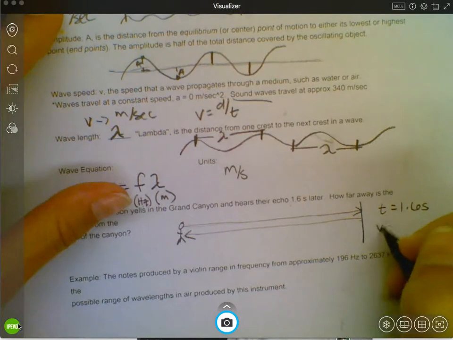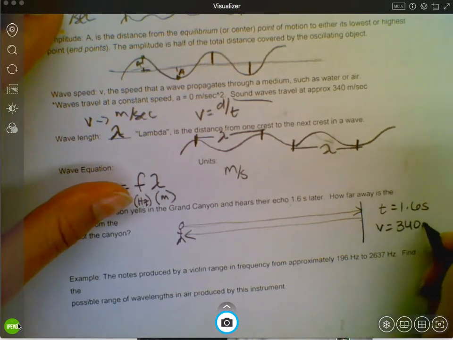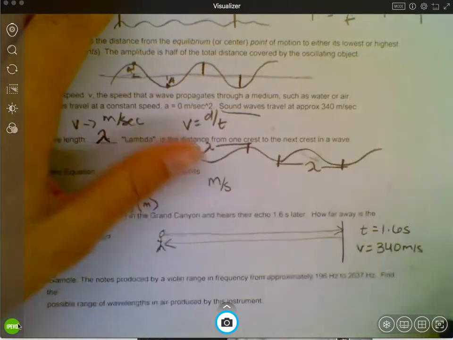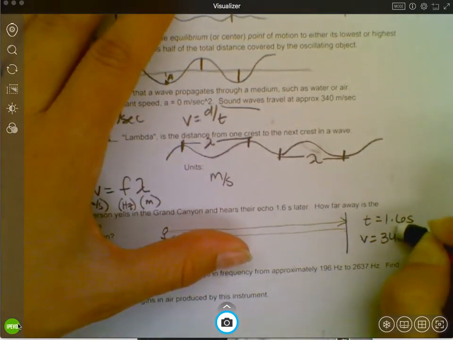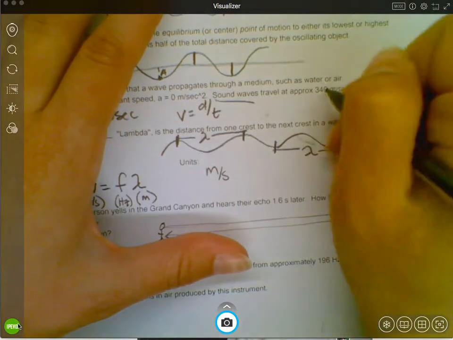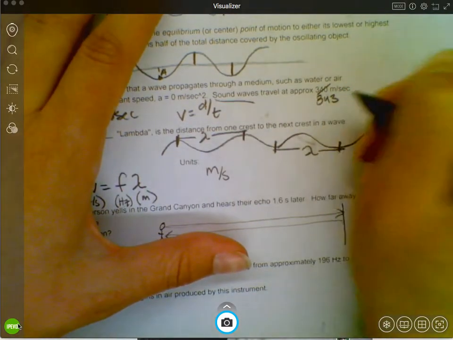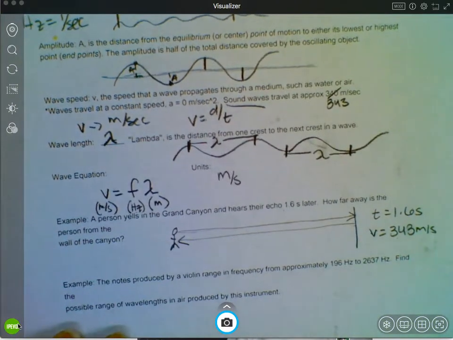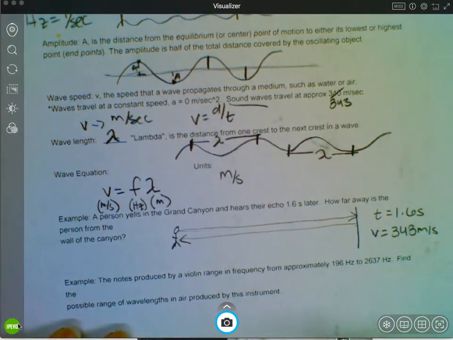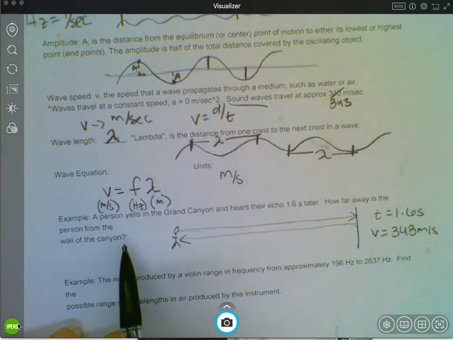It's a sound wave, so we know it travels at 340 meters per second. Okay. And actually, let's go ahead and change this. It should be 343. Okay, change this to 343. Let's be more specific here. All right. And then we see how far away is the person from the wall of the canyon.